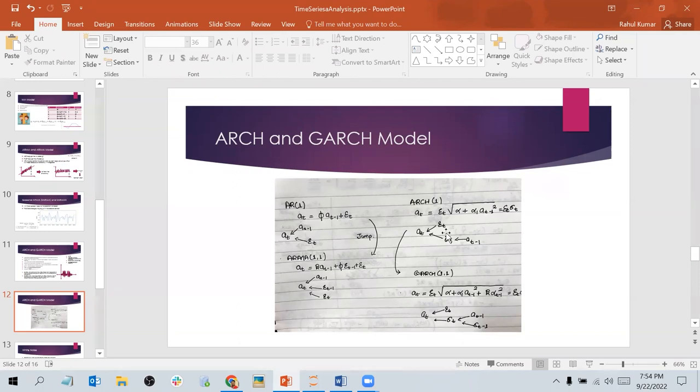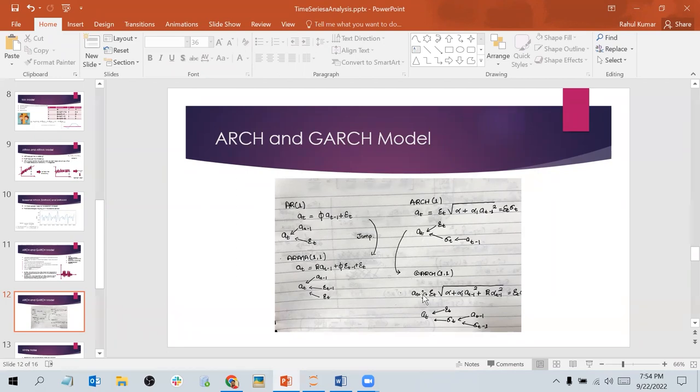Now, let's go to this ARCH. The mathematical derivation I'm not getting into, but this is how it looks. Your At, which is the prediction today, is dependent on the error today, but also on the volatility today. And this volatility is dependent on what the value was on the previous day.